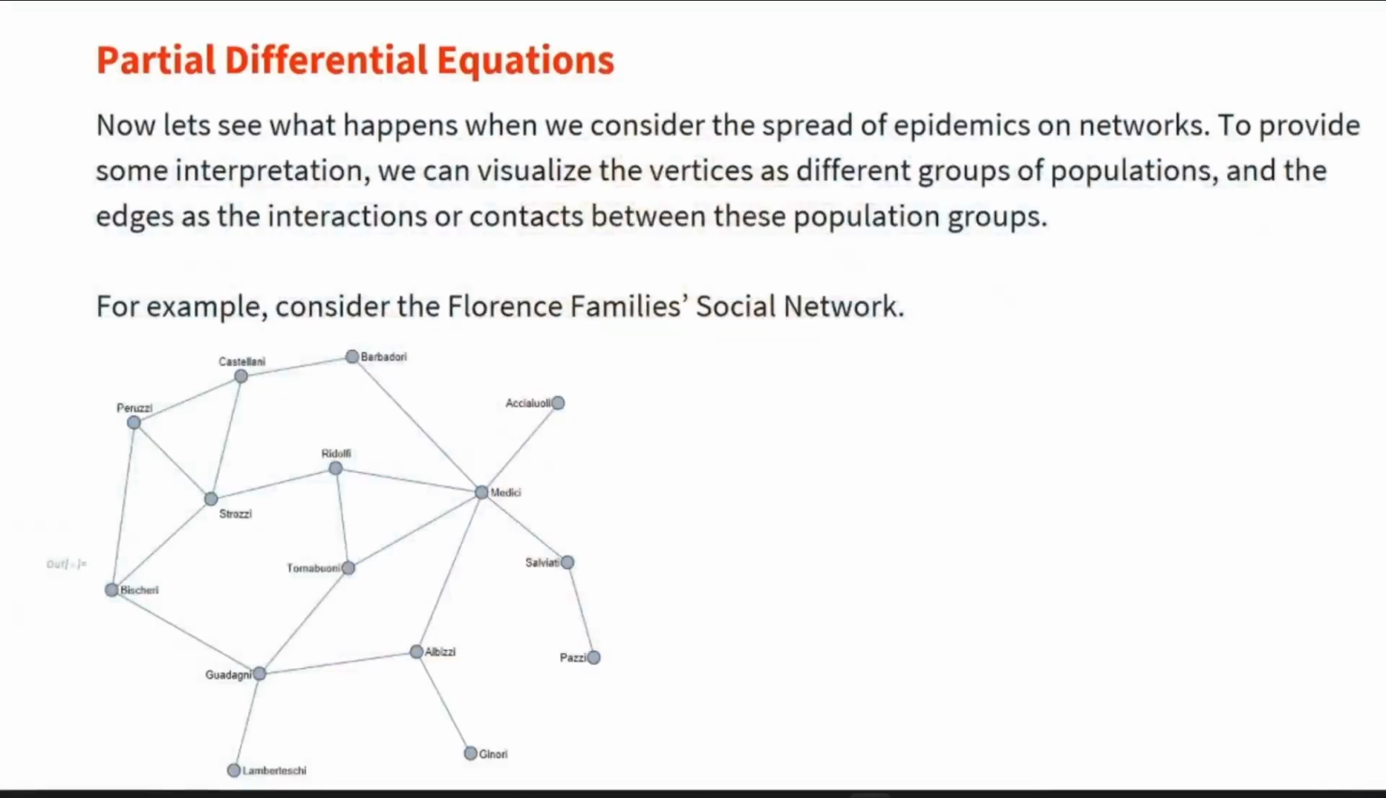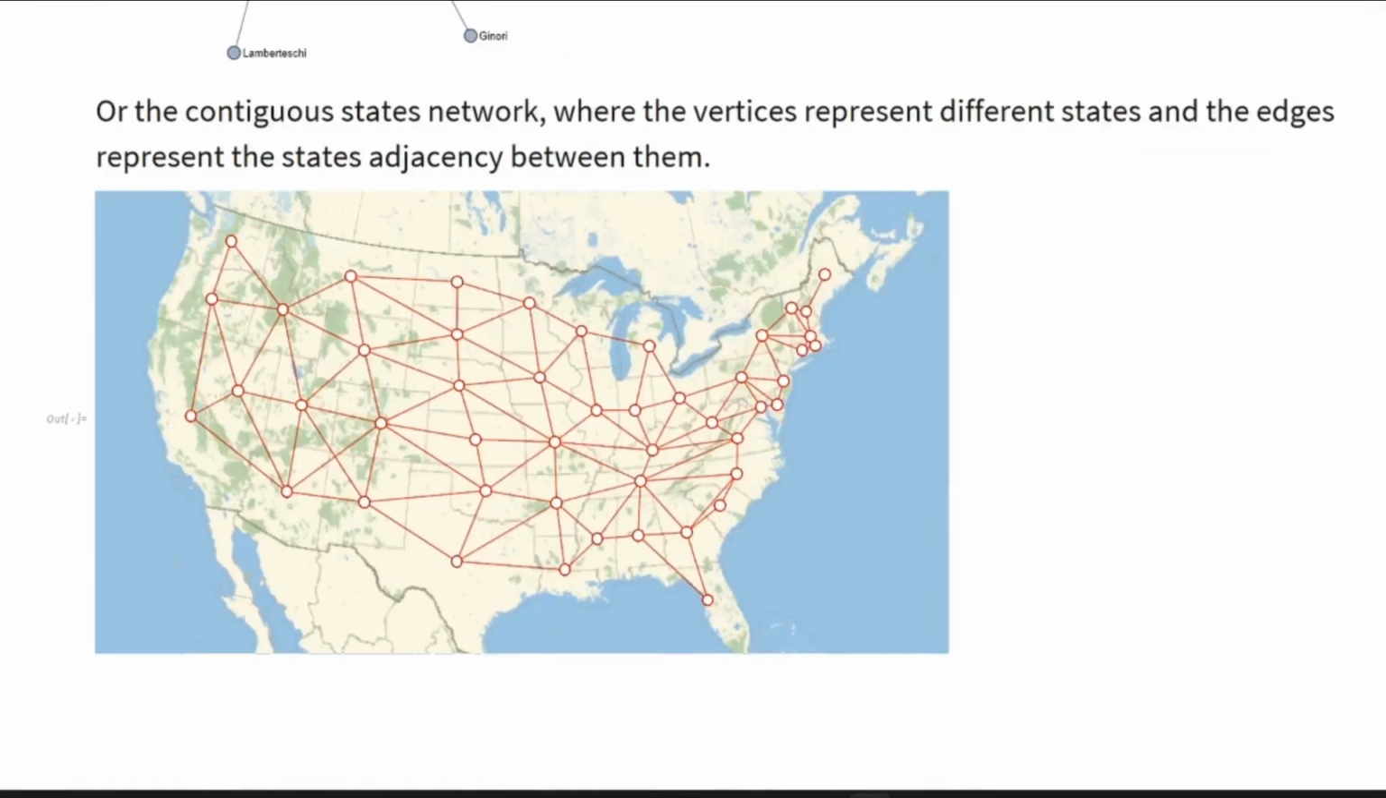of the network. Now let's see what happens when we consider the spread of epidemics on a network using the partial differential equation approach. For example, if we consider the Florence family social network, where the vertices represent families and the edges represent marriage between members of the two linked families. Another example is that we can also apply it to scenarios like the continuous state networks, where the vertices represent different states and the edges represent the state adjacency between them. This approach of modeling epidemics on networks acknowledges that in reality people don't interact randomly with the entire population.